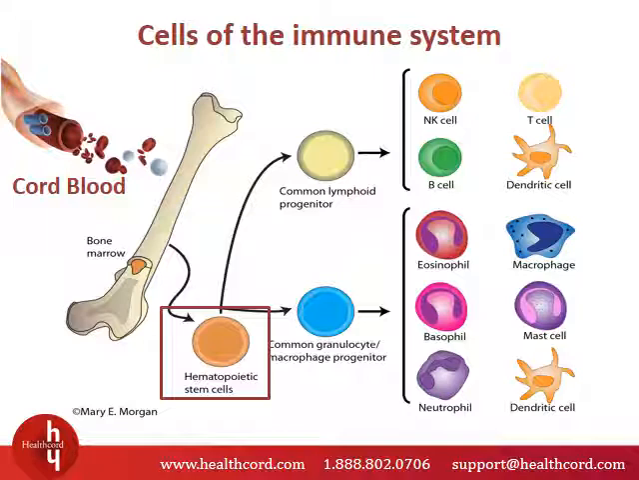In adults, hematopoietic stem cells are found in the bone marrow. Cord blood is another source of hematopoietic stem cells. For those who are not familiar with this topic, cord blood refers to blood left over in the umbilical cord when a baby is born. This is going to become relevant when we talk about stem cells a little later on.